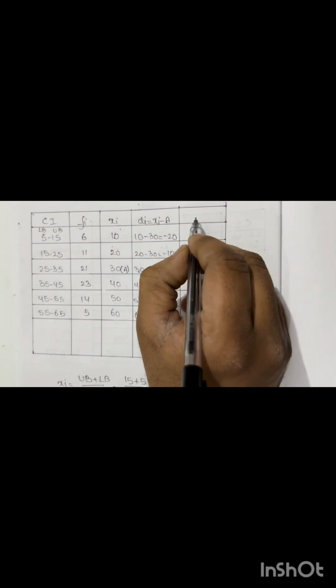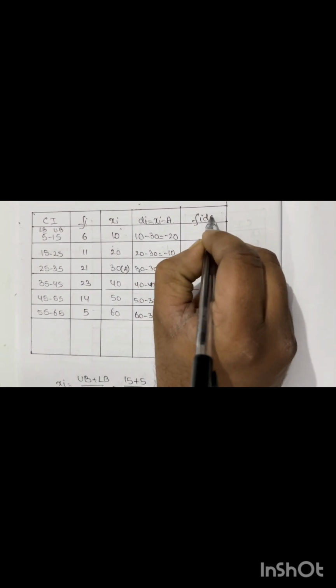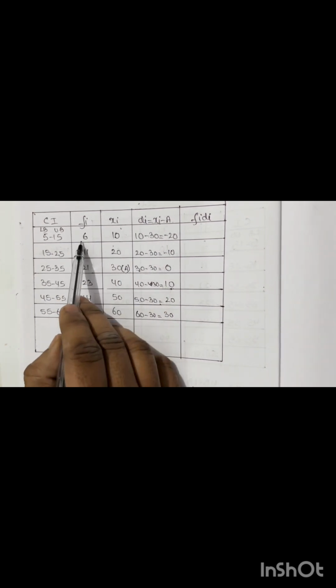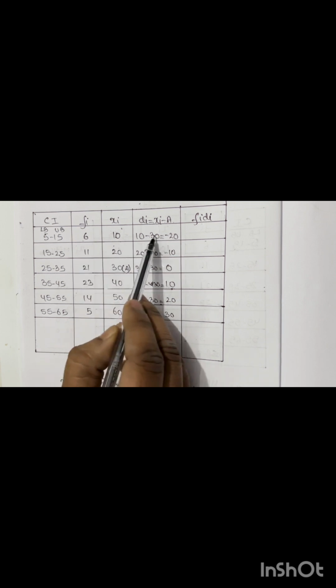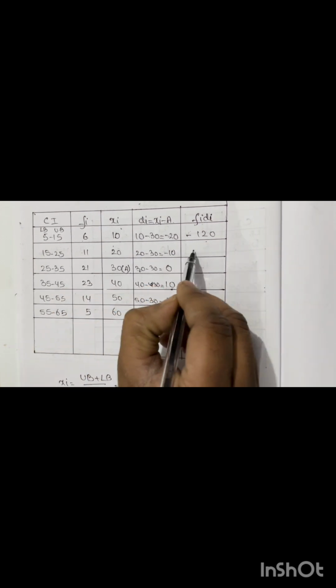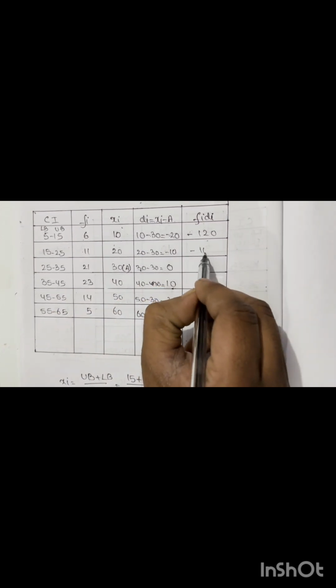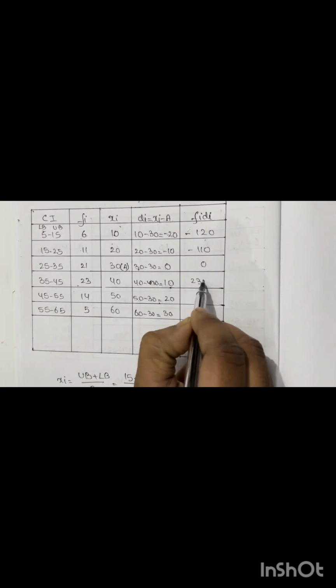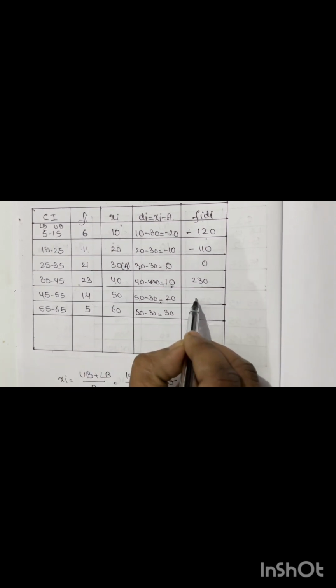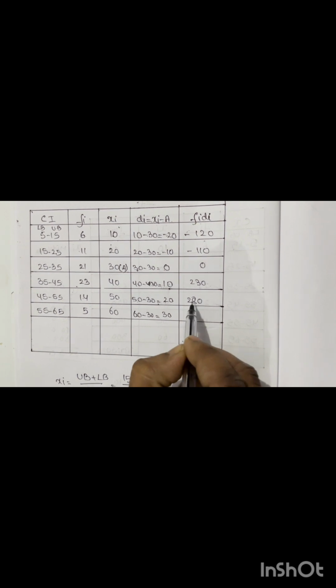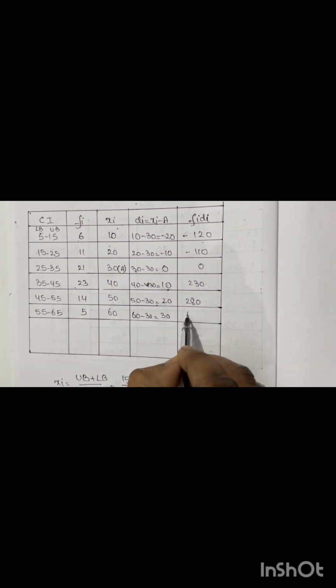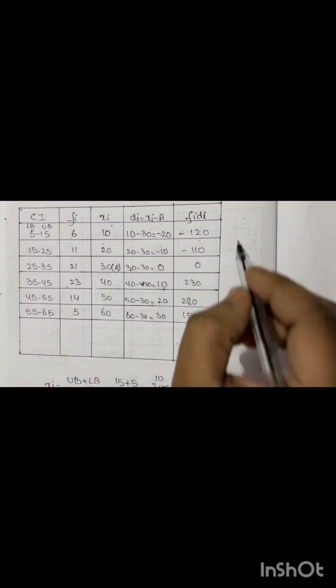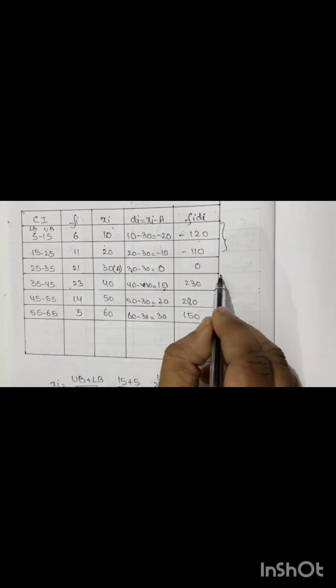Now we are going to calculate the last column. It is fi di, multiply fi with di. 6 into 20, plus into minus, minus 2 6s are 120, plus into minus, minus 11 tens are 110, 21 into 0 is 0, 23 tens are 230, 14 into 2 is 28, this 0 as it is, 30 into 5 will be 150.